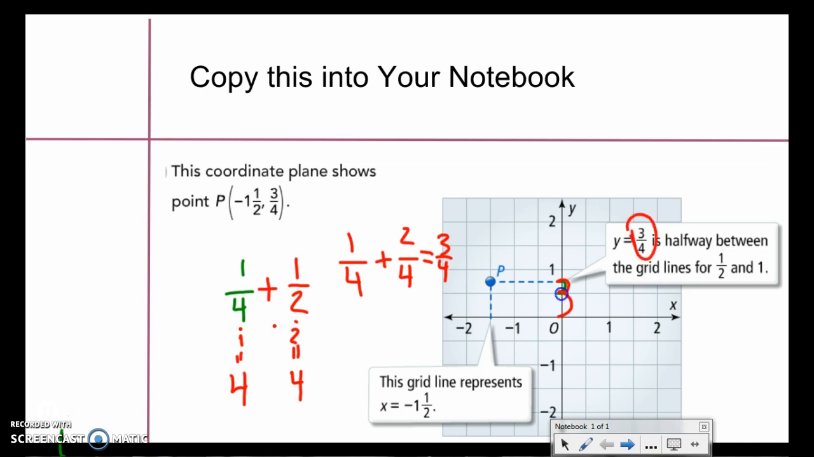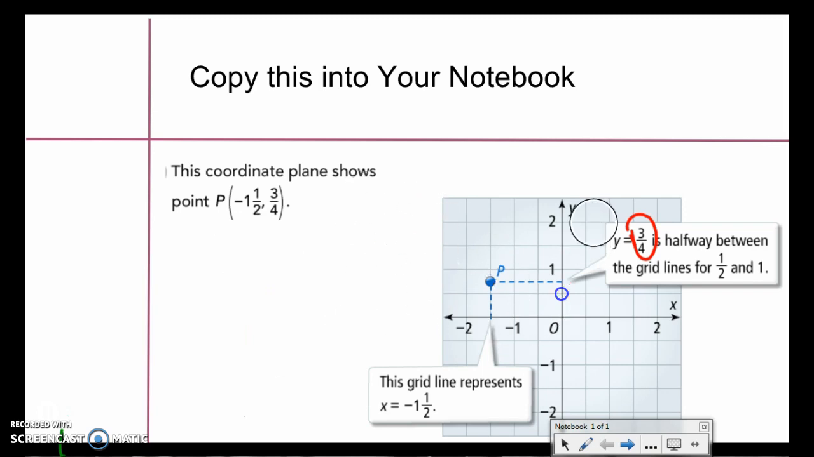Y is 3/4 of the way all the way to 1, but it's not quite past the 1. So when you're looking at this and you see that you have a number that's not going all the way to a whole number, if you get a whole number in your answer, you might want to look at your math one more time.